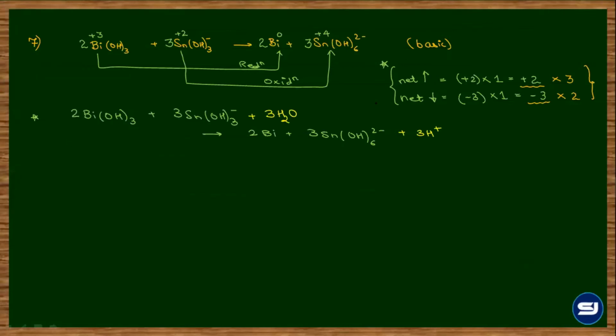Okay. After that, since this is basic medium, add OH minus equal to H plus ions on both the sides to get rid of the H plus ions. So I'll be adding 3 OH minus here and 3 OH minus over here. Now if you see, the 3H plus and 3 OH minus are neutralized to give 3H2O, and we already have 3H2O on the left as well. So from both sides what will happen? It will get cancelled off, nullify, right? Therefore, whatever remains will be the correct balanced reaction.